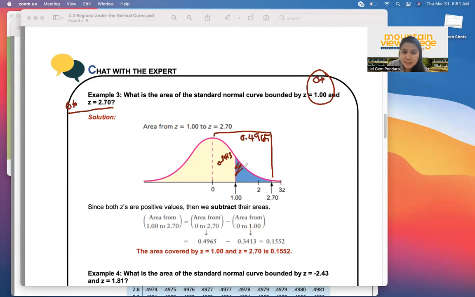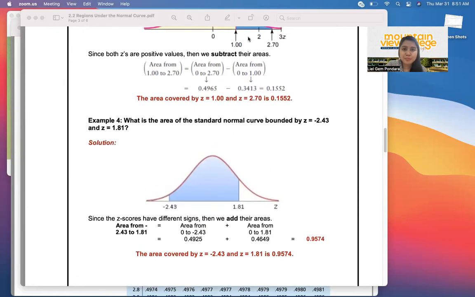We just need this area. So how to solve for this area? The bigger area minus the smaller area. That's 0.4965 minus 0.3413. So the remaining area is 0.1552. Any questions? No questions? Let me go to the next example.